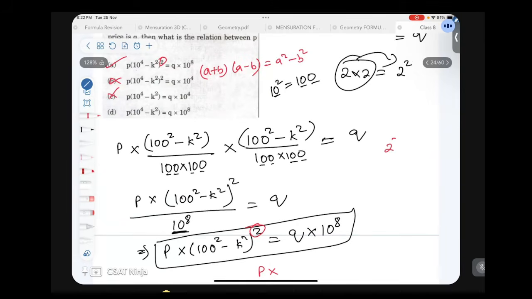If you have 2 to the power 2 to the power 2, then what do we do? 2 to the power 4. Power upon the power, what do we do? We just multiply the powers. 2 to the 4. That is what we do when you have power upon power. Same thing goes for this.